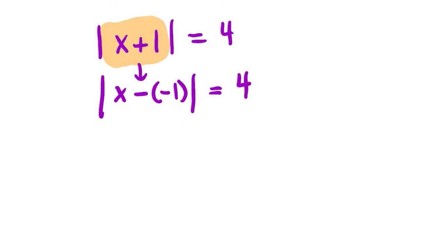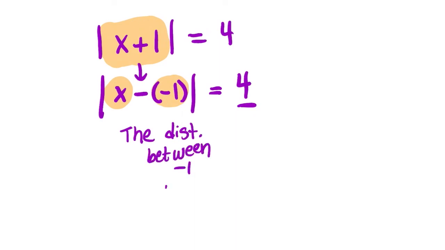So this equals my original, and the values that are being subtracted that I'm finding the distance apart are x and -1. So this statement says that x is all the numbers that are 4 units away from -1, because I know that the distance between -1 and x is equal to 4 units.